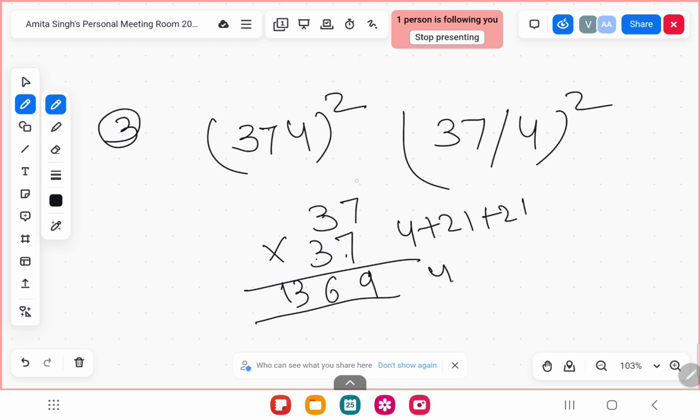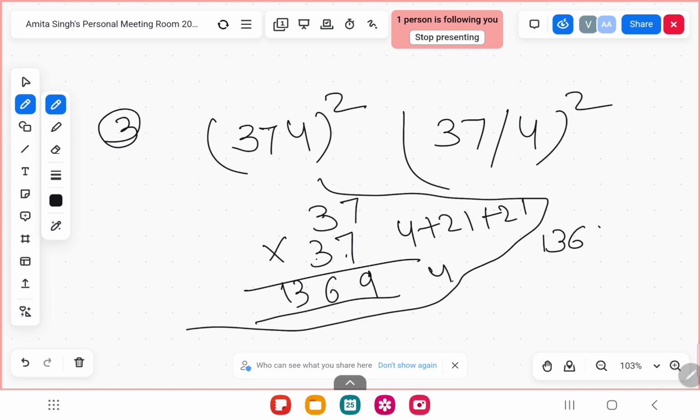So here I am going to write this. Now we should find the square of 4. So the square of 37 is 1369. Now the square of 4 is 16. Now 37 into 8. 8 sevens are 56. 5 carried. 8 threes are 24. 24 plus 5, of course, 29.